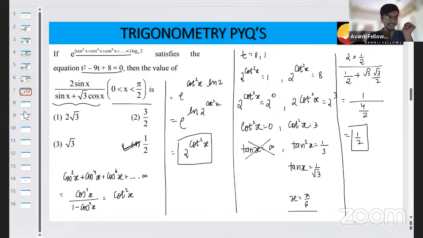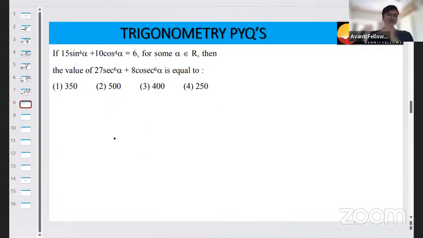Correct. Let's see the next. If 15 sin raised to 4 alpha plus 10 cos raised to 4 alpha is 6, then the value of. Okay, it's simple. We'll convert cos into sin. So we'll get 15 sin raised to 4 plus 10. Cos square को I can add 1 minus sin square, the whole square equals to 6.